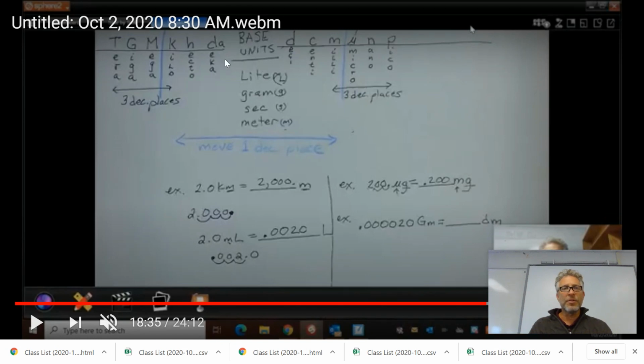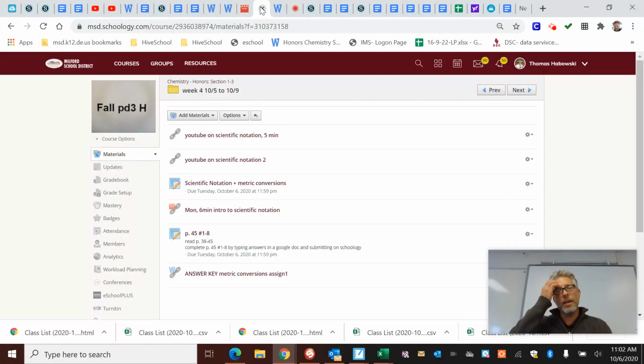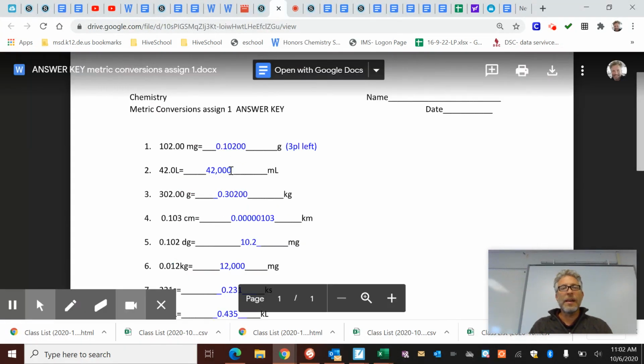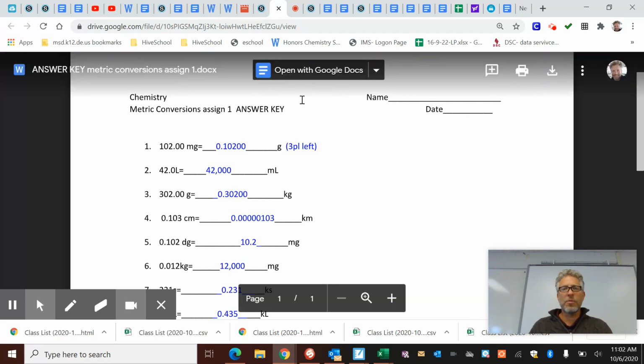We have base units and we have these different metric prefixes. Here were some example problems. So you can use those and go back and check that link. But I want you to open these answers and open your document and take a look at those for the next few minutes. Why don't we take 3 minutes, check over your answers, and then let's see what questions you have before we move on to more with scientific notation. Okay, I'll see you back in 3 minutes.